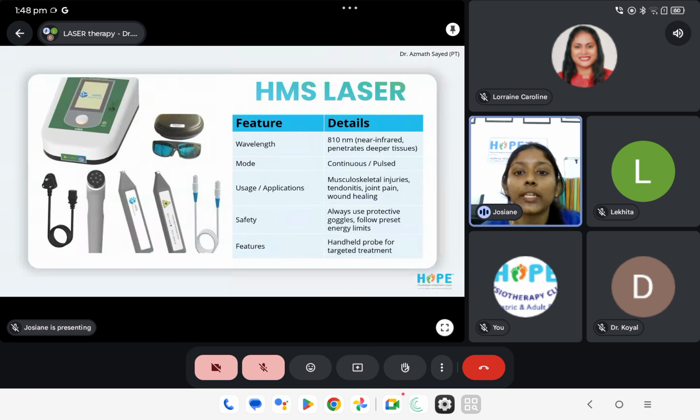The one which we use in our clinic is the HMS laser. Its features are a wavelength of 810 nanometers, which is near infrared, and therefore it penetrates deeper tissues. We have two modes, continuous or pulse, and it can be applied to musculoskeletal injuries, tendinitis, joint pain and wound healing. For safety, we always use protective goggles and follow its preset energy limits. It also has a handheld probe for targeted treatment.